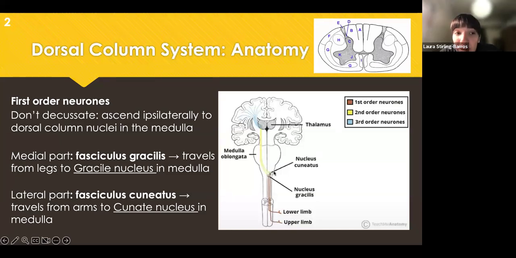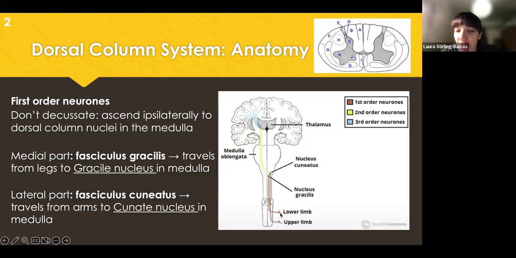And it goes all the way up to the medulla, where it meets some dorsal column nuclei. And you might come across these words before or not. I remember when I was in second year, some of this content was new for me at this point in the year. So the main thing is that from these nuclei is where you have the meeting point to the next neuron, which you relay, the second order neuron.